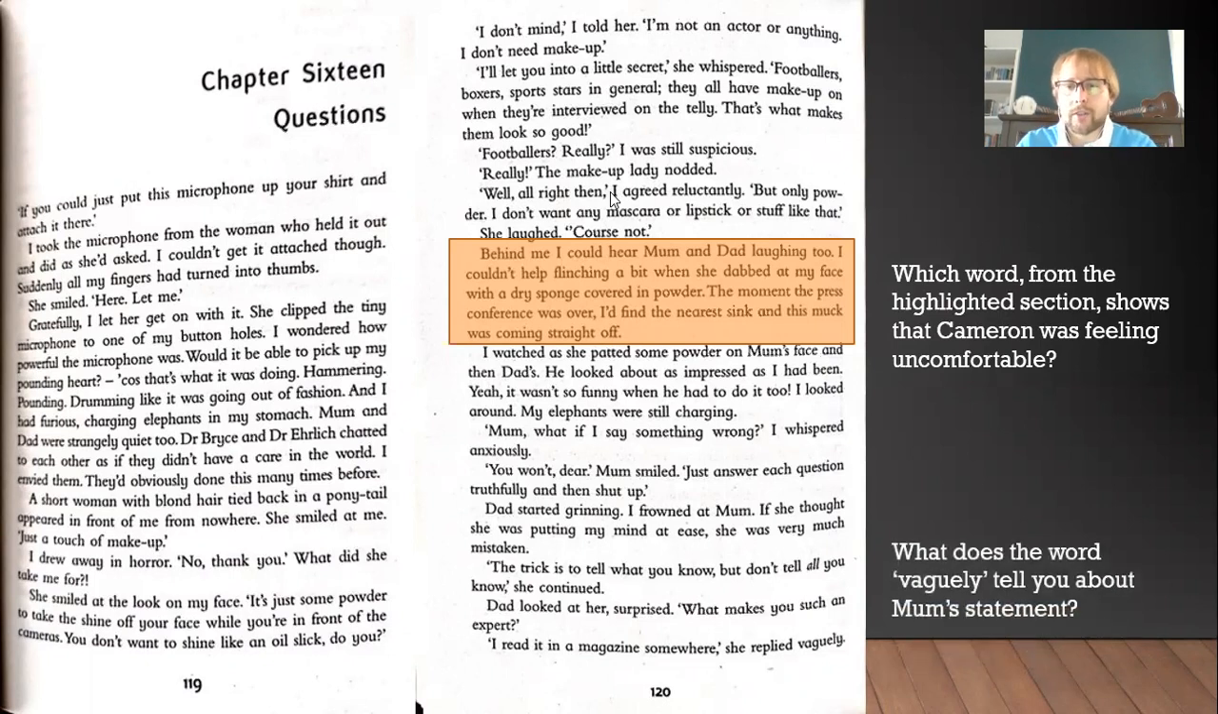Okay, the second question then. What does the word vaguely, right down at the bottom there, tell you about mum's statement? So mum says, I read it in a magazine somewhere. That's her statement. What does the word vaguely tell you about mum's statement? Okay, when you've got those 2 questions done, you can start the video up again and we'll move on to the next page.